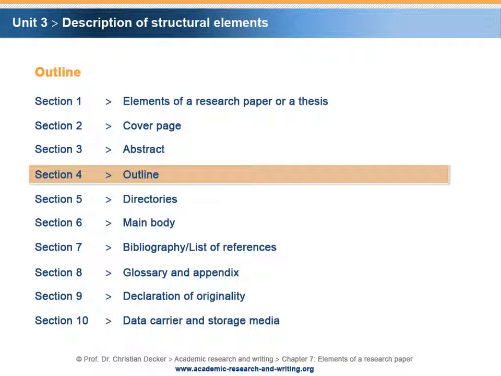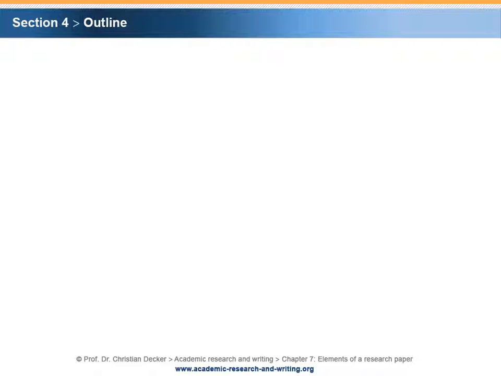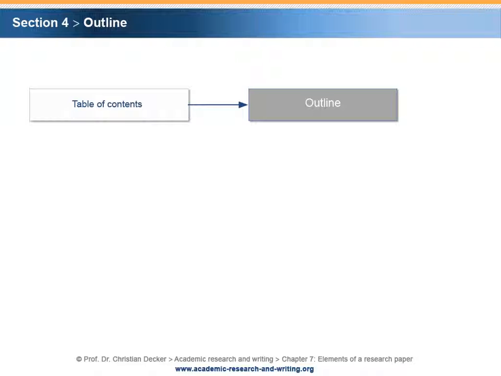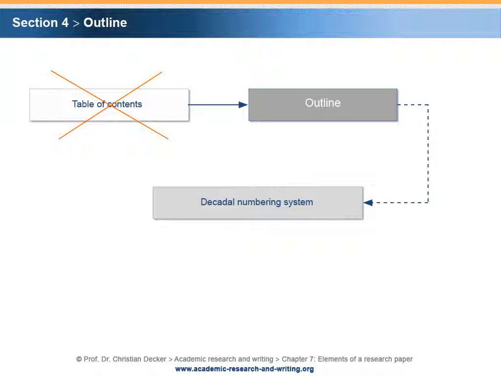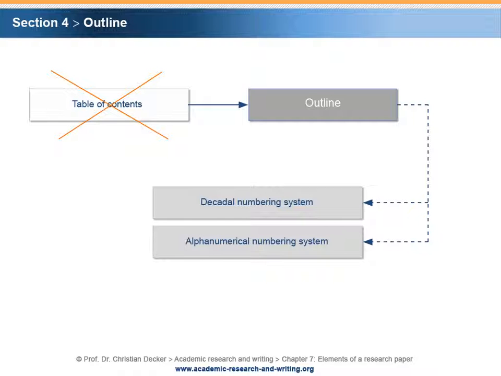Section 4. Outline. Factually, the outline is the table of contents of your thesis or research paper. However, in some cases, the term table of contents is considered unscholarly. There are two options for numbering an outline: the decadal numbering system and the alphanumerical numbering system.